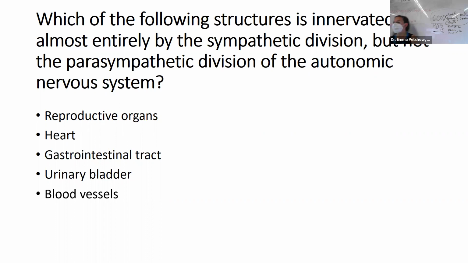Yes. So what are we left with? Blood vessels. Our best answer. Does it have slight innervation by parasympathetic? Yes. But is it majorly sympathetic? Yes. It has the majority of innervation by the sympathetic nervous system. That's the best answer. This question has been on NPLEX a couple times.